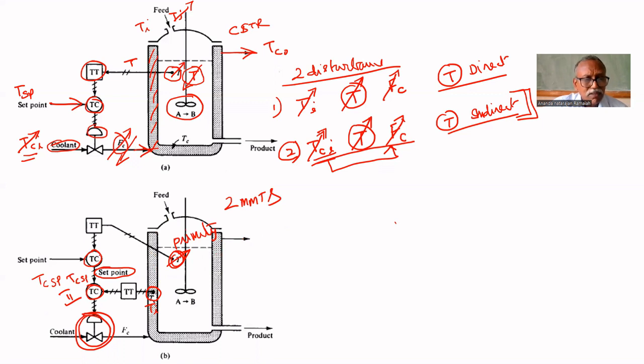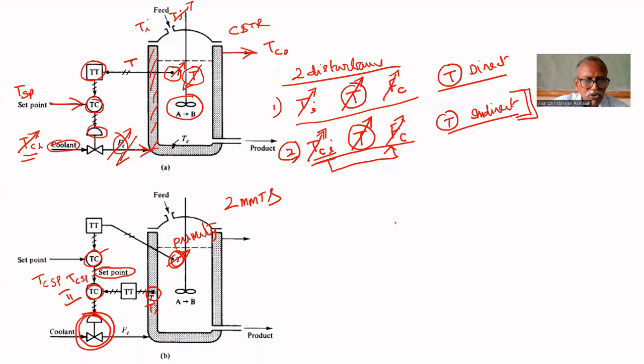That is the primary controller, the controller which controls T. It does not regulate the valve directly. Instead, it gives a set point for coolant temperature. Coolant temperature is measured and compared with the set point. If any deviation is there in the coolant temperature, accordingly, it will regulate the valve. Let us check whether it controls the first case.